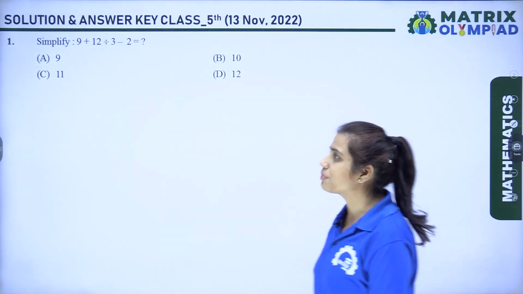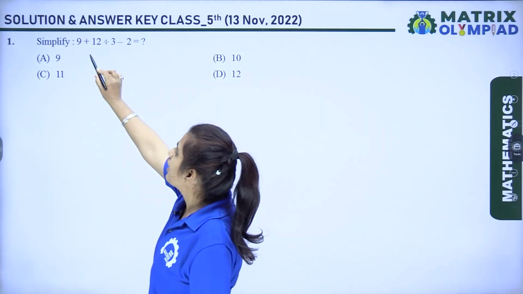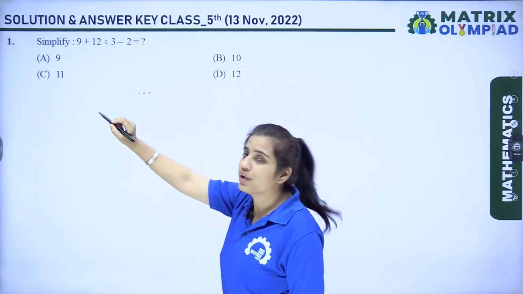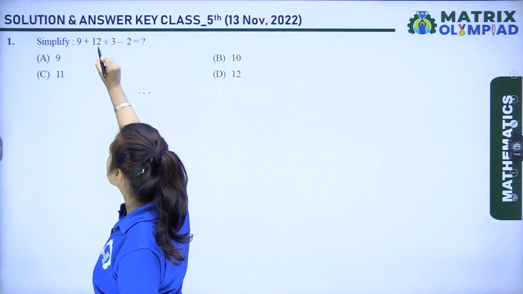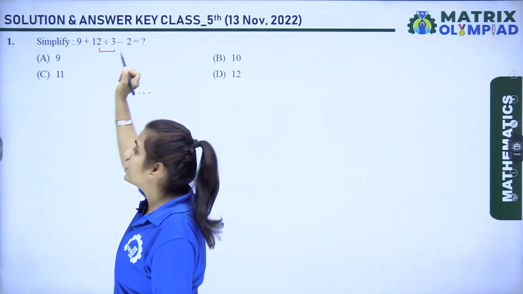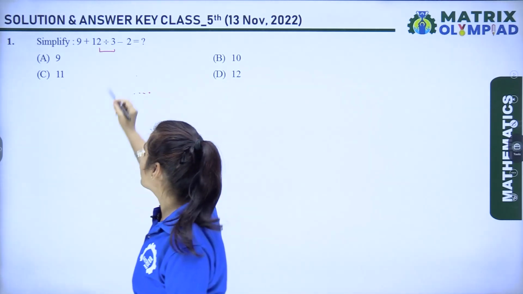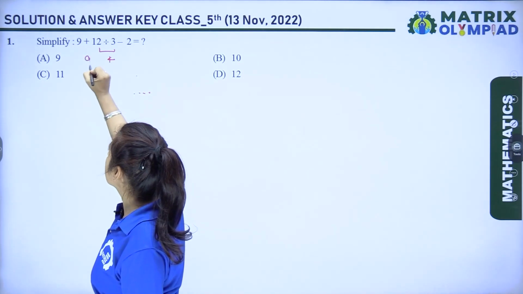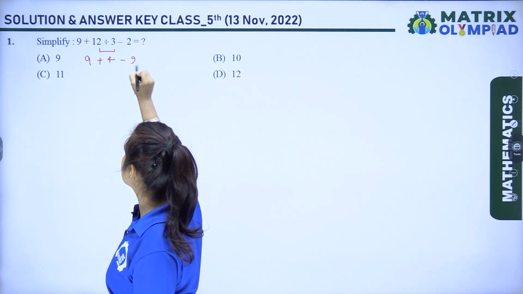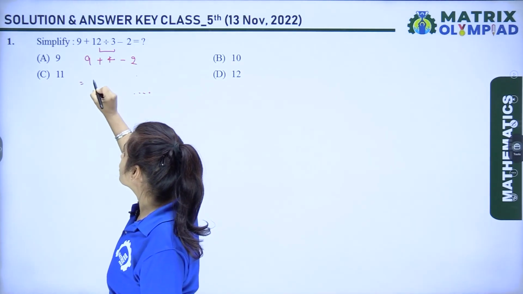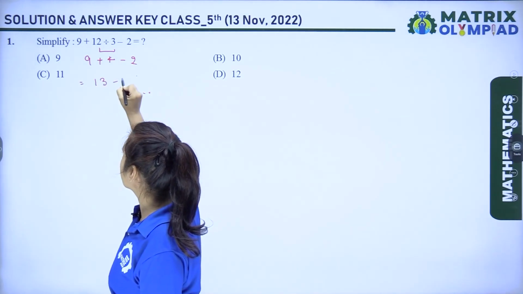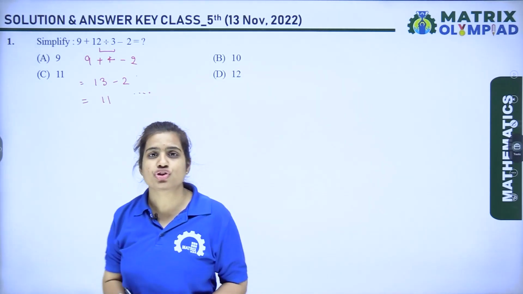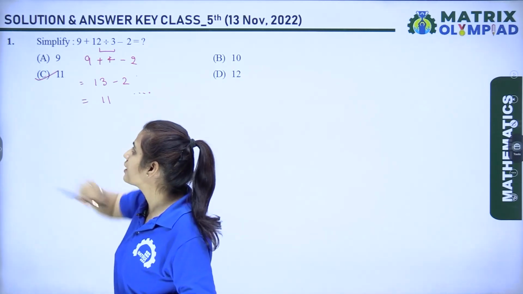The first question of this paper is simplify 9 plus 12 divided by 3 minus 2. Now here, first we have to divide 12 by 3. As we are following the BODMAS rule, 12 divided by 3 is 4. So 9 plus 4 minus 2 will give us 9 plus 4 is 13, minus 2, that is equal to 11. So the correct answer of this question is option C, that is 11.